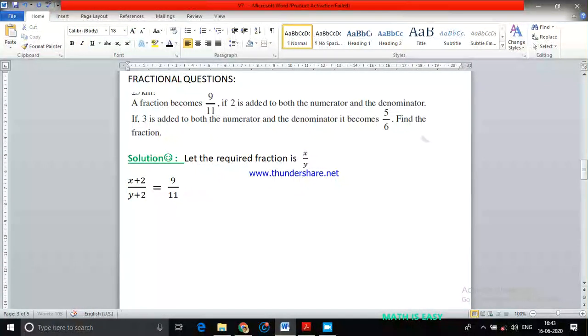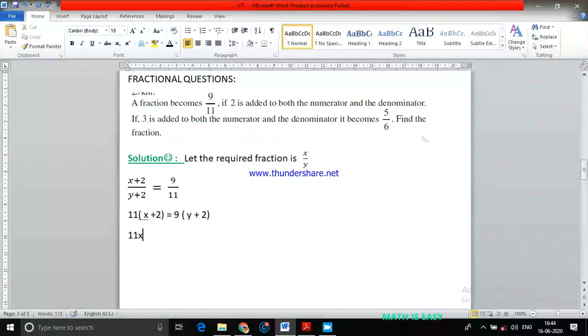Yeah. So if I do the cross multiplication, what are you going to get? 11 into x plus 2 will be equal to 9 times y plus 2. This is what I get from the cross multiplication. This 11 will be multiplied with x plus 2 and 9 will be multiplied with y plus 2. Now open up the bracket.